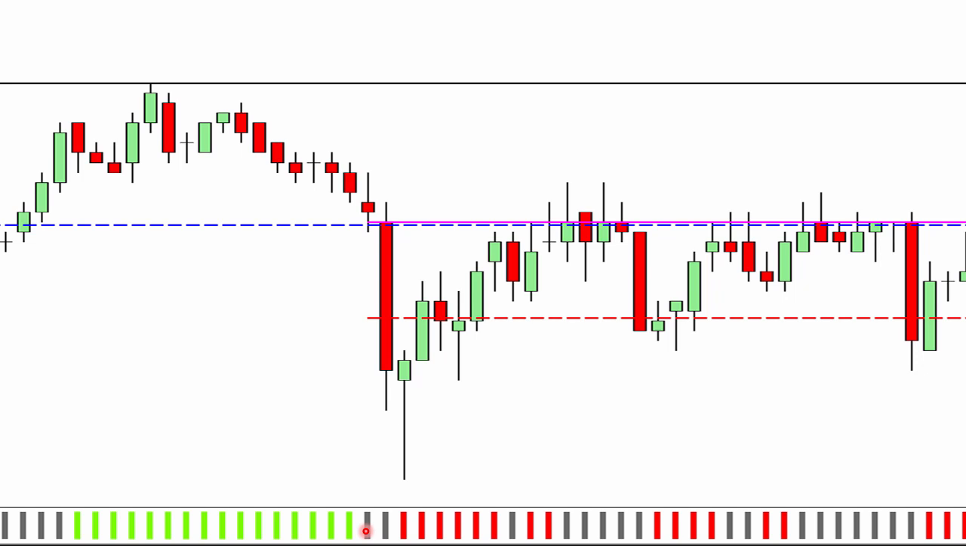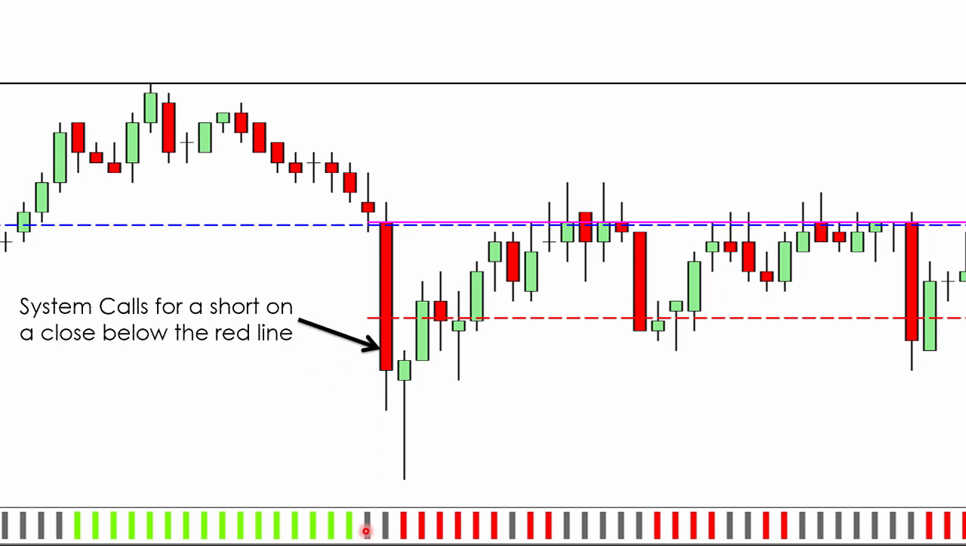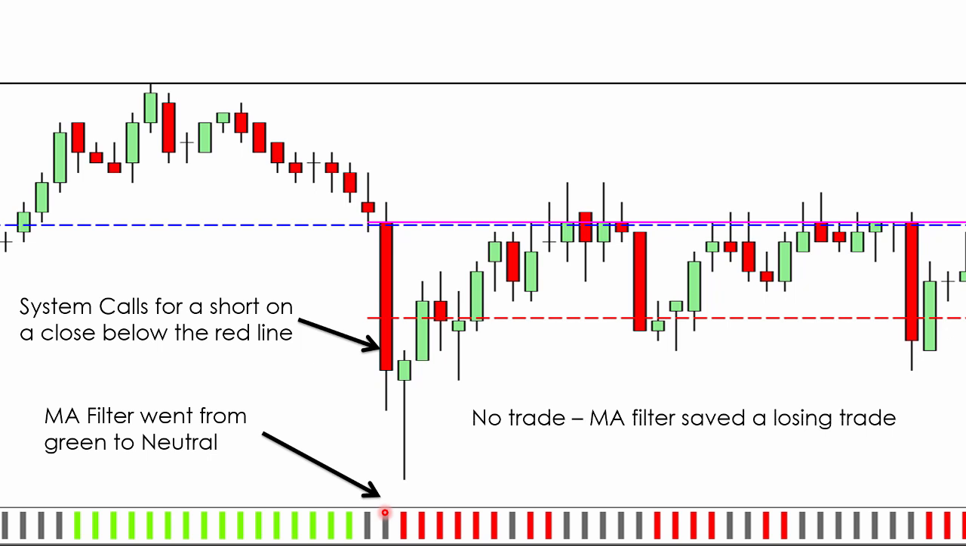So gang, let's take a look at this trade. So the system calls for a short on a close below the red line of at least 2 ticks. So 2 ticks below that red line, and I'd be shorting at the close of the bar. So notice here how the MA filter on this bar right here, gang, goes from green to gray. Well, what does that mean? No trade. You see how easy this is, gang? The lines tell you where to trade from, and the filter tells you if you should be taking the trade. This is easy, isn't it?